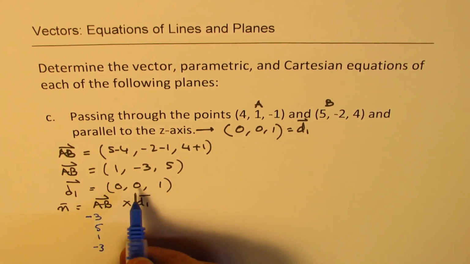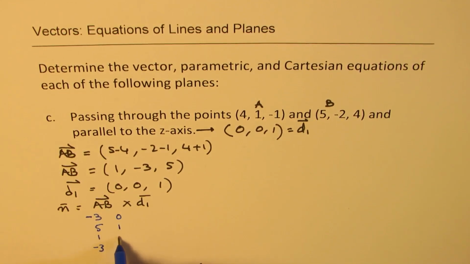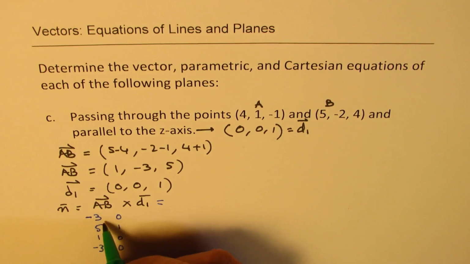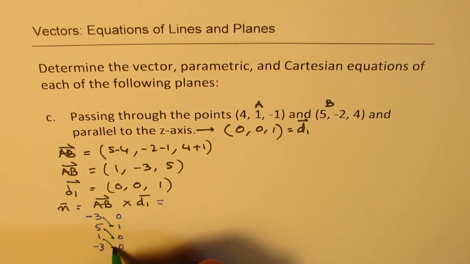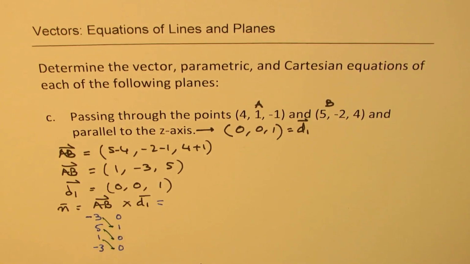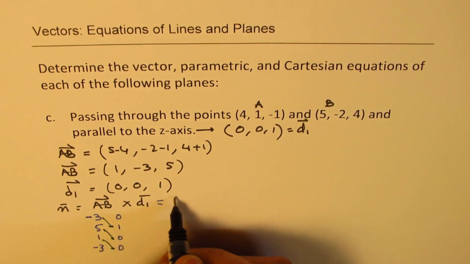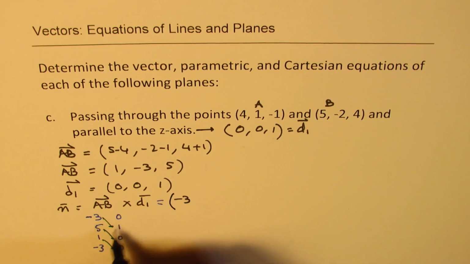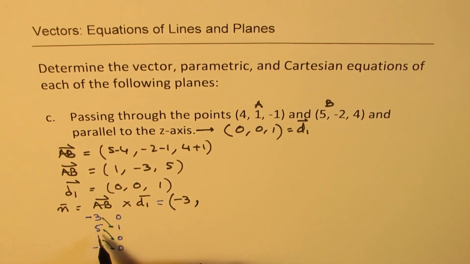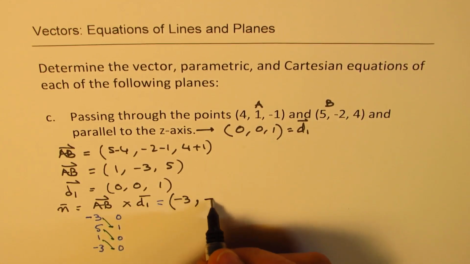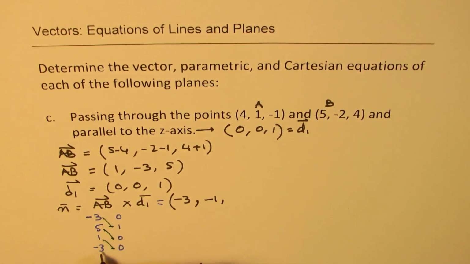And we'll use our method, which is starting with the center number: 1, -3, 5, 1, -3. Here also 0, 0, 1, 0, 0. And then we'll cross multiply, as you saw last time also. So these terms will be positive for us. The others in the reverse direction will be negative. So we get -3 here, right? And that is 0. This is 0, -1, okay. And this is 0, and that is also 0. So that becomes your normal vector.